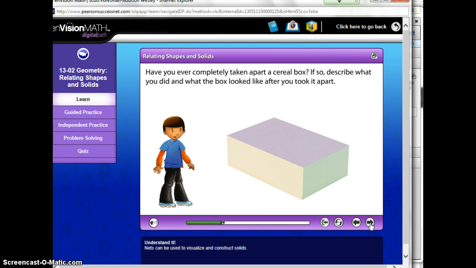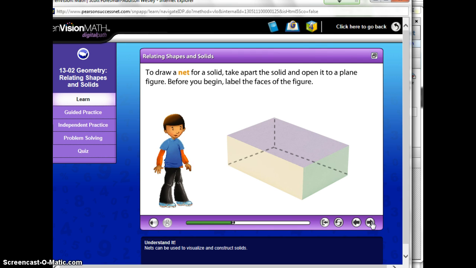Have you ever completely taken apart a cereal box? How many of you recycle at your house? When you recycle, do you pull boxes apart and lay them flat? That's what we do because they take up less space. So I pull my cereal boxes apart until they're laying flat. So that's a net for that shape. To draw a net, you need to take apart the solid and open it to a plane figure.